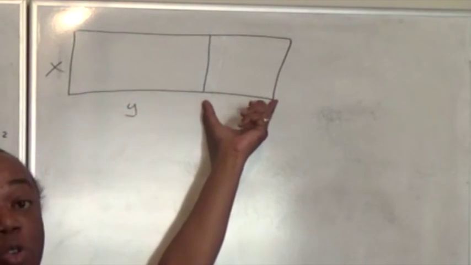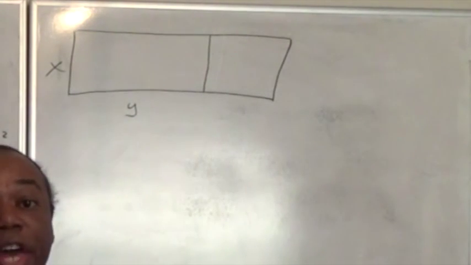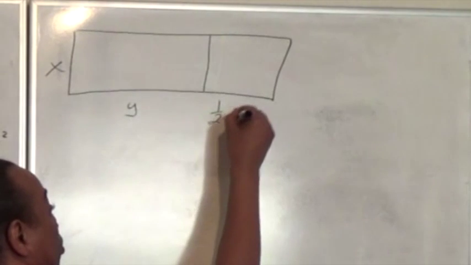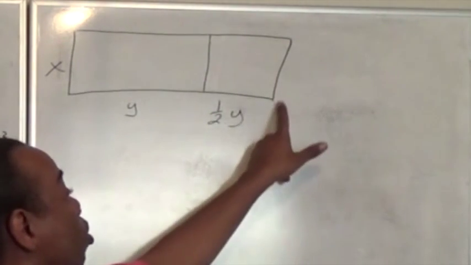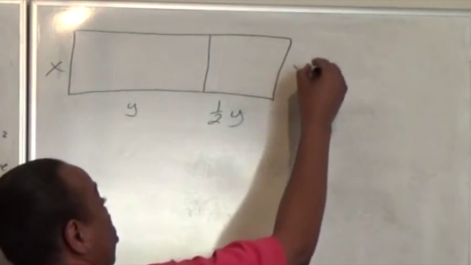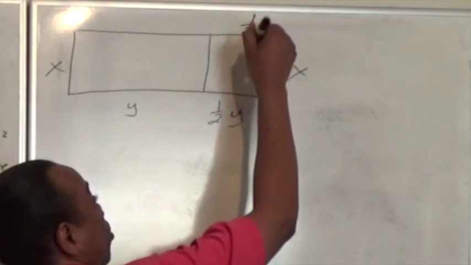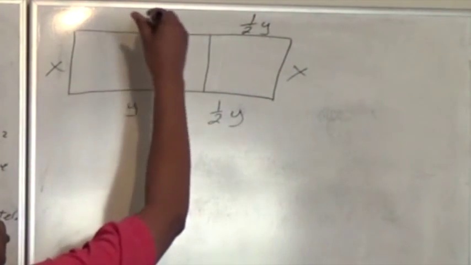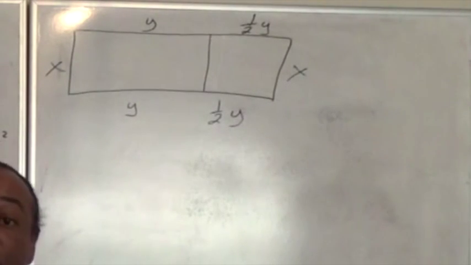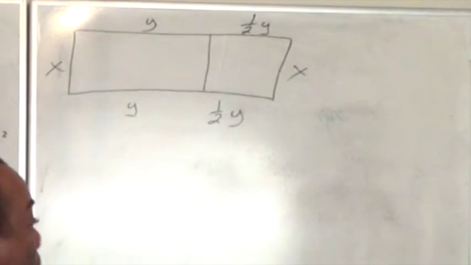This side is known to be half of the one to the left, so we'll call that 1/2 Y. From here to here will be the same length as X. The top of this will be also 1/2 Y. And from here to here will be the value of Y. Using these labels, I'm going to find my perimeter.